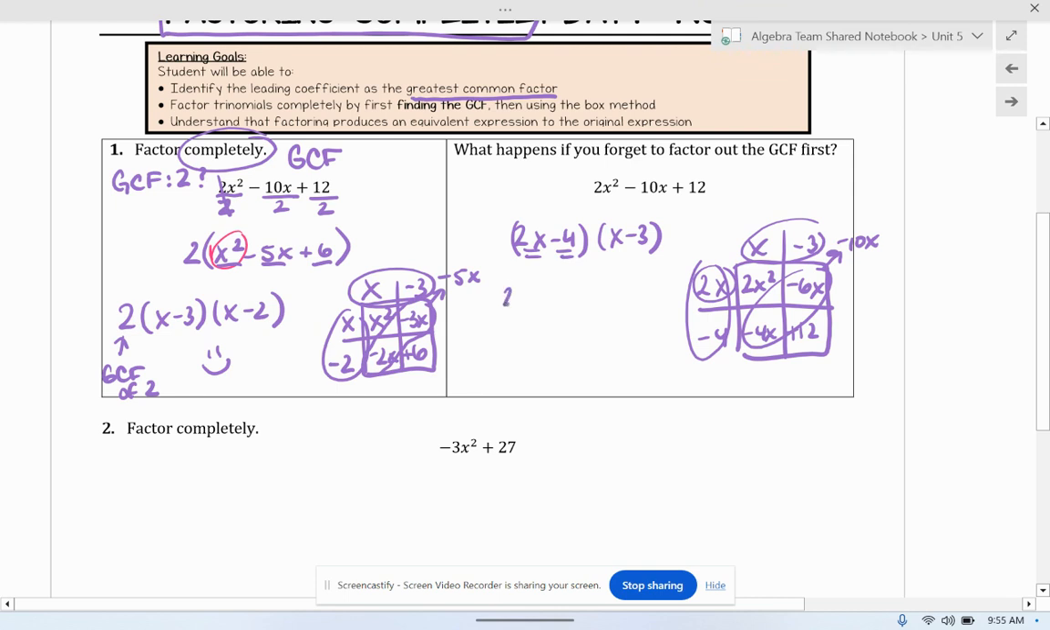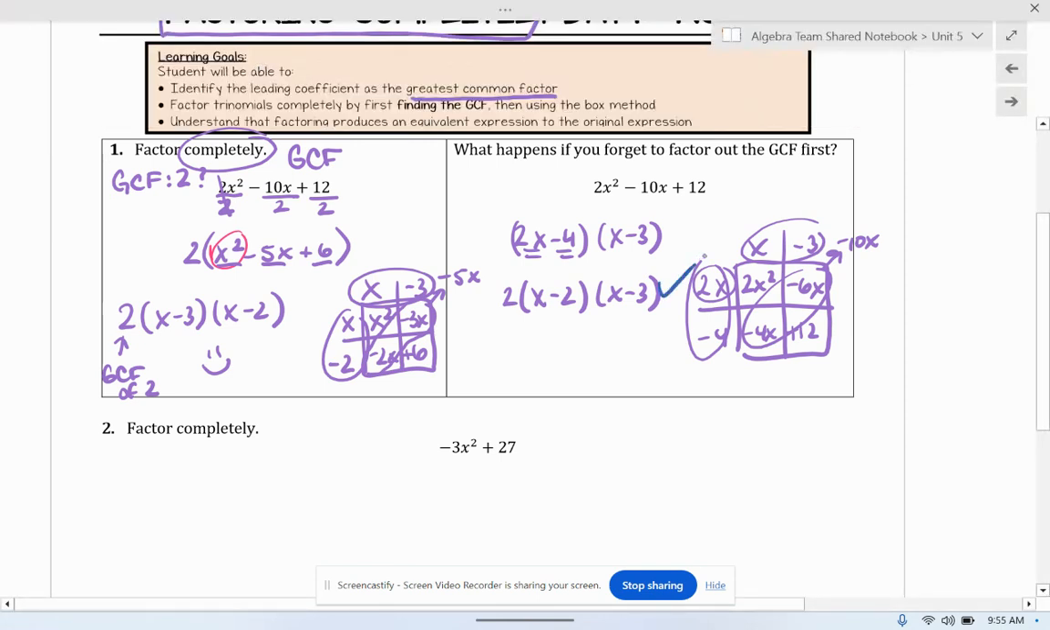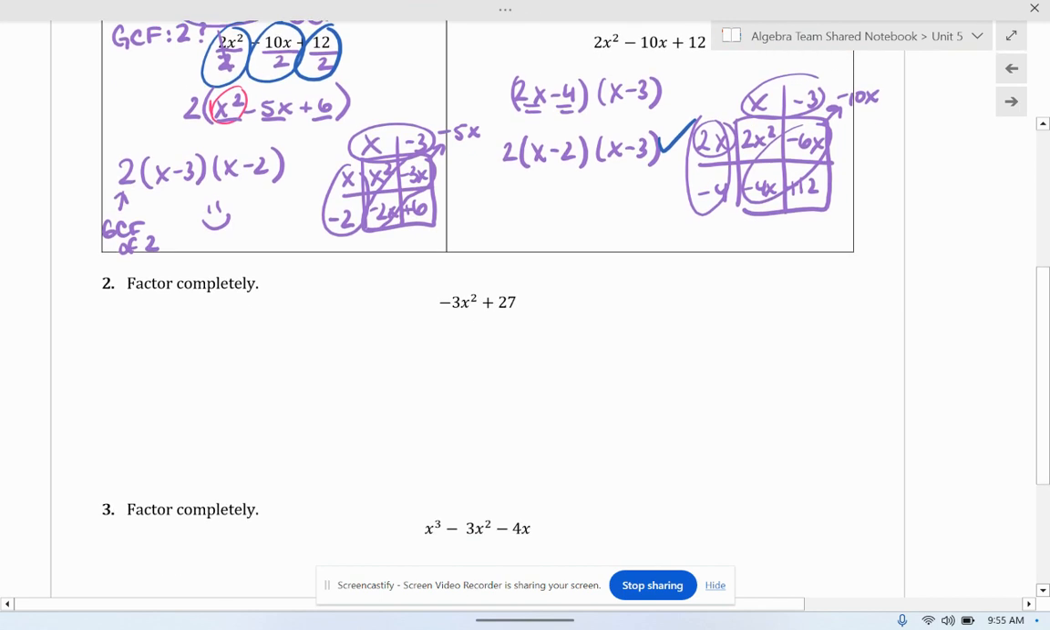You would recognize that you can pull a 2 out of this guy here, and you would end up getting the same answer. It's just way more complicated. Always look and see if you can divide that leading coefficient by each term in the trinomial.